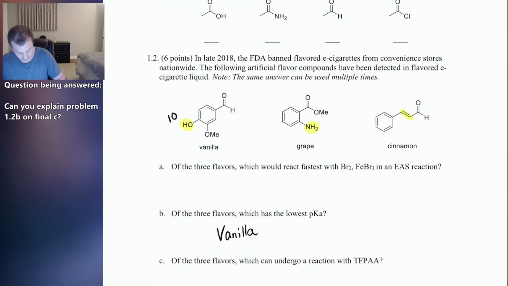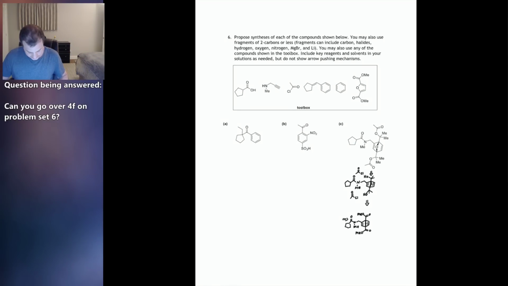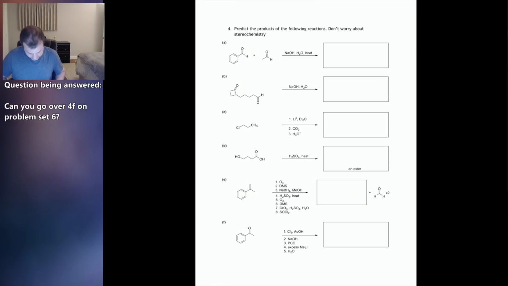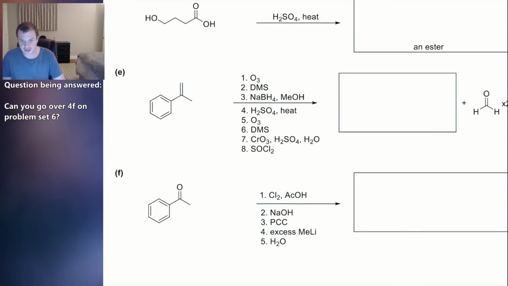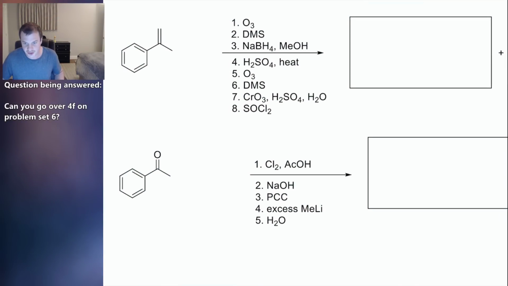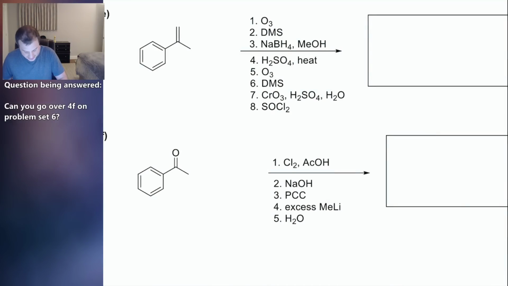Alrighty, next question coming right up is 4F on problem set 6. Okay, let's go to that. 6, 4F. Okay, that is this problem right here. In the first step, we're going to be treating that ketone. This is 4, right? Yeah, this is 4. We'll be treating that ketone with Cl2 and AcOH. That is the alpha halogenation reaction.